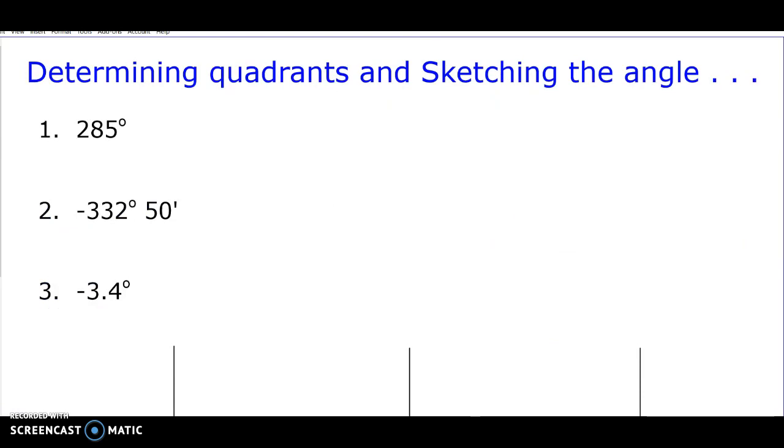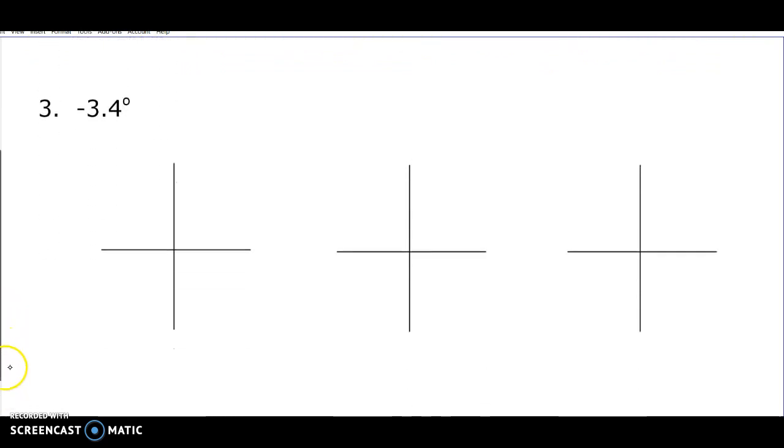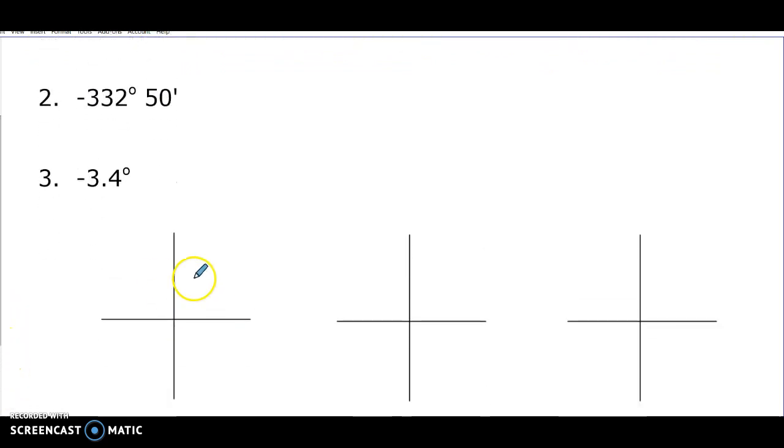Okay, so let's try some of these. It says determine the quadrants and sketch the angle for which each of these would belong. Okay, so I'll do the first one with you. So I have 285 degrees. I'm going to draw it in here. 285 degrees. So I know, here's my initial side.